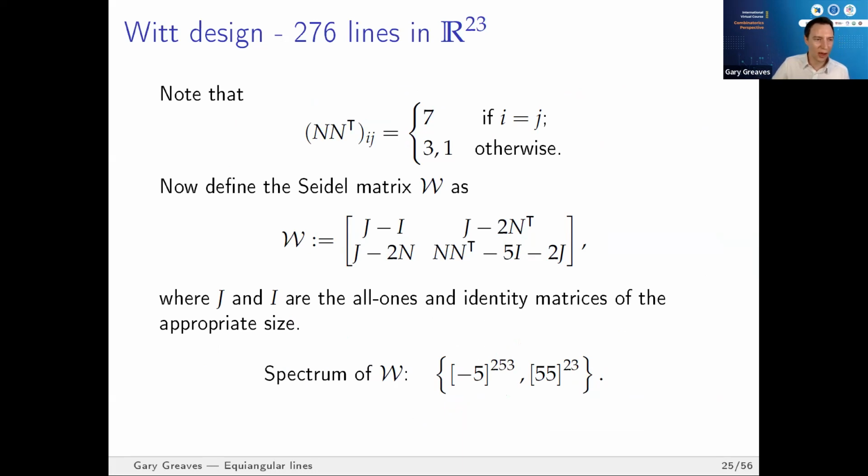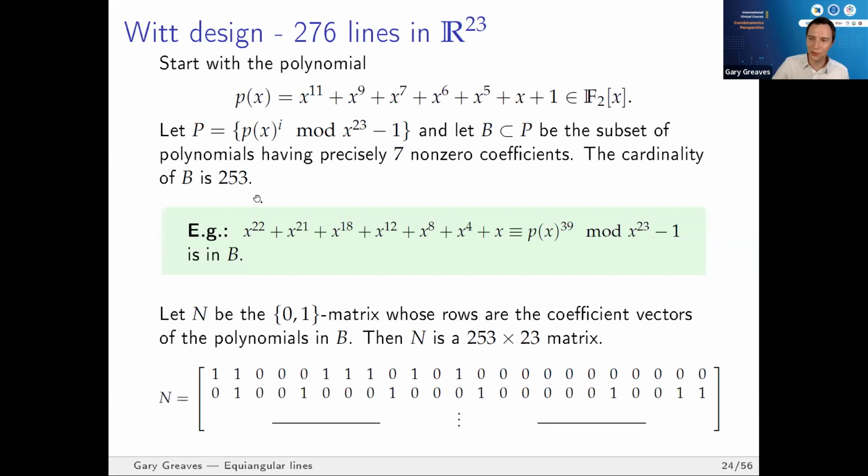How do we get to know that the cardinality of B is 253? So this is something you can do by computing it. I don't know if there's a general formula that will tell you how many blocks you get for a particular polynomial. So again, this is outside of my area of knowledge.